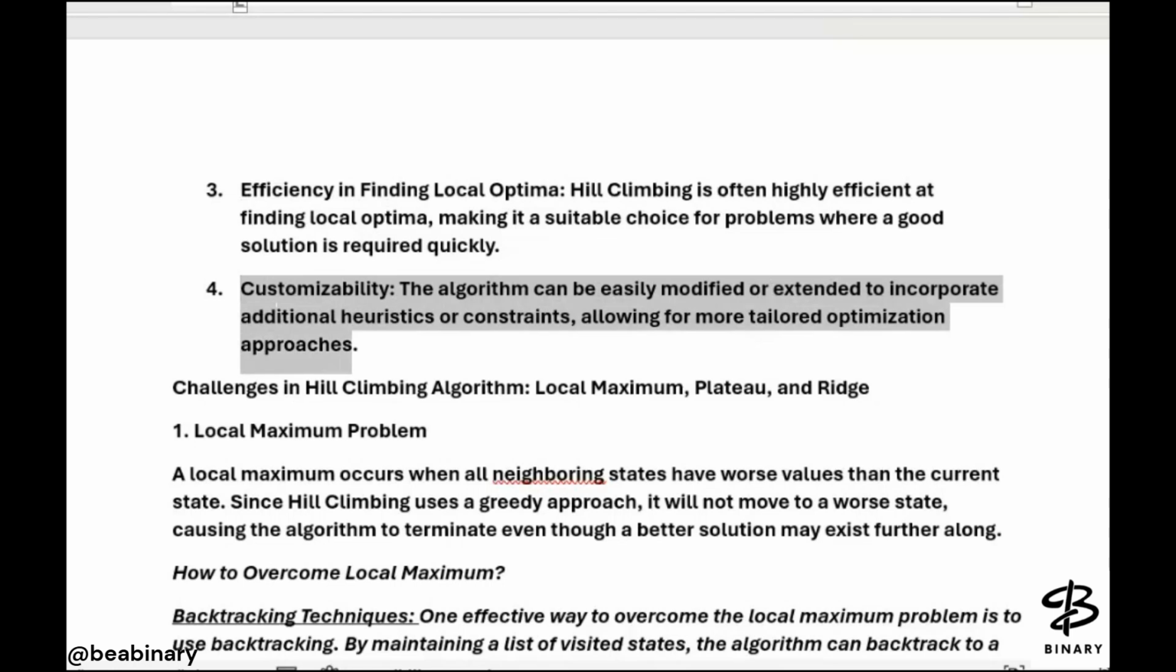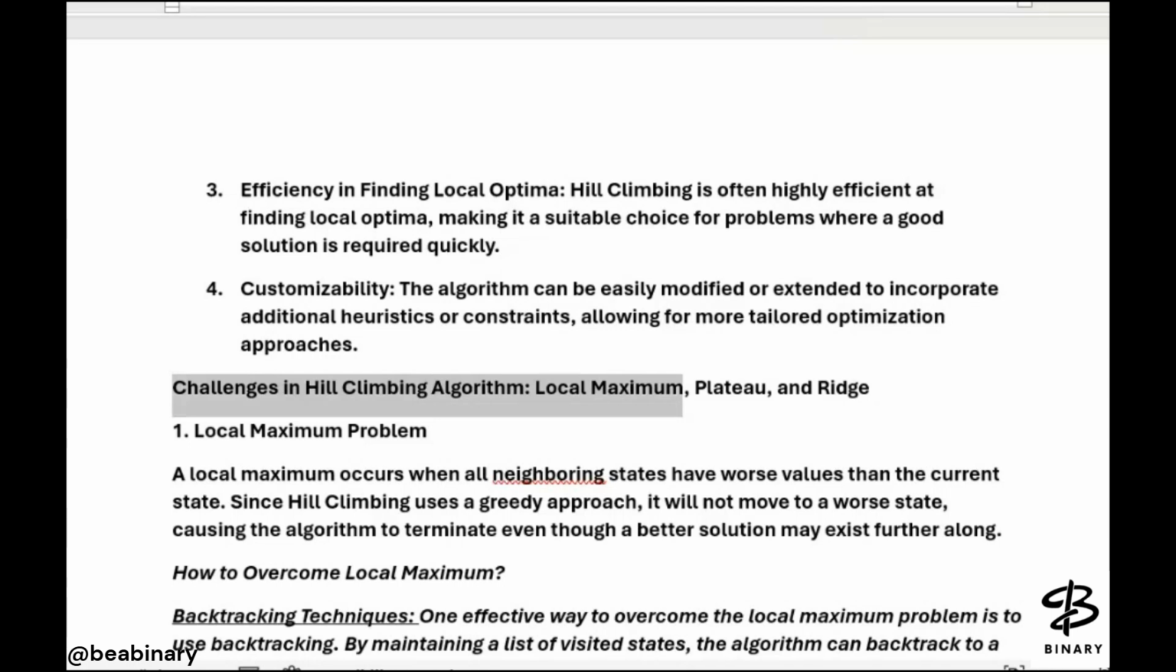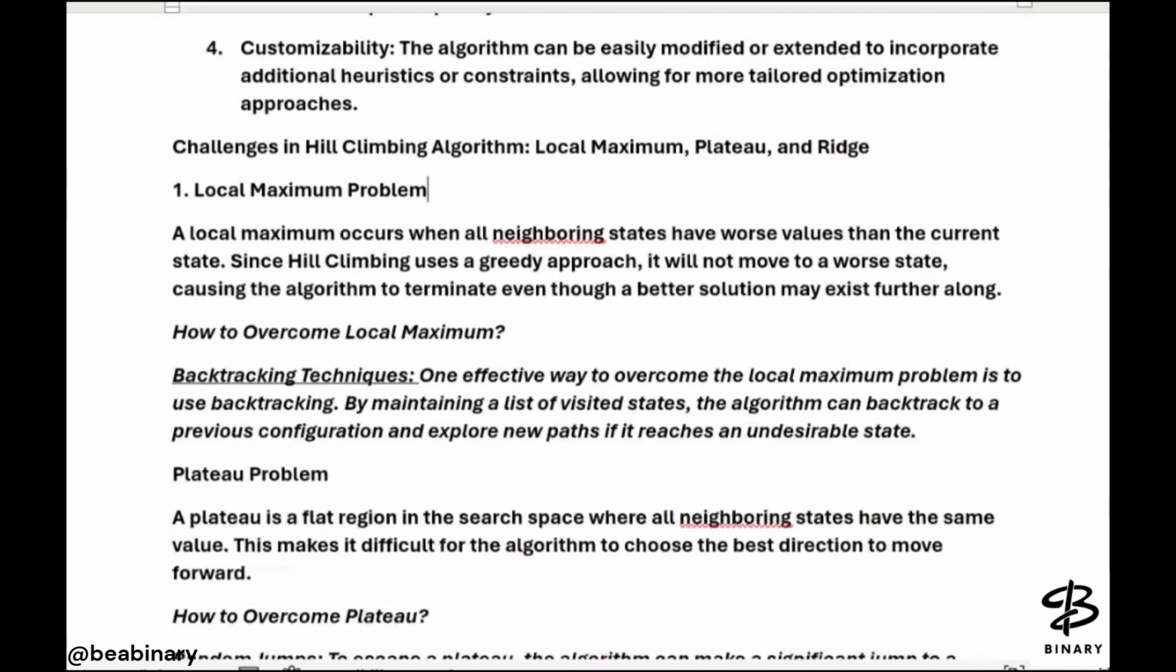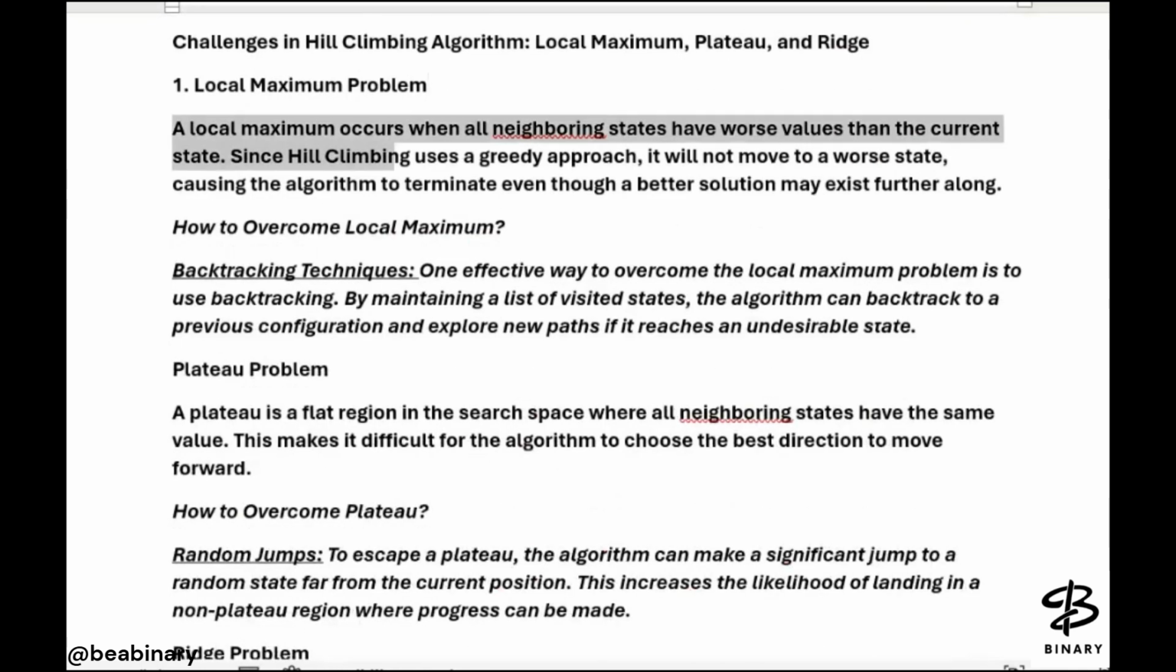Now, what are the disadvantages, or we can say, what are the challenges in the hill climbing algorithm? The challenges come in the form of the local maximum problem, plateau and ridge. In the local maximum problem, a local maximum occurs when all neighboring states have a worse value than the current state, but the global maximum is still not reached. Since hill climbing uses a greedy approach, it just compares with the neighboring states. It will not move to a worse state.